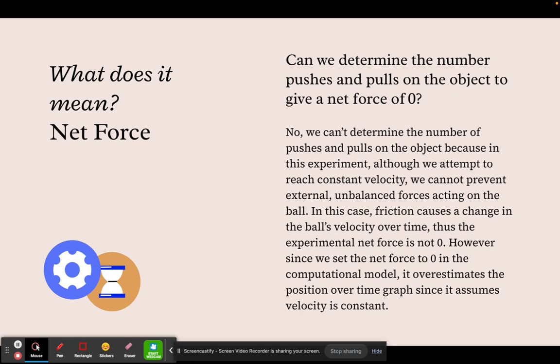Can we determine the number of pushes and pulls on the object to give a net force of 0? No, we can't determine this number because although in this experiment we attempt to maintain constant velocity, we cannot prevent external unbalanced forces acting on the ball. In this case, friction causes a change in the ball's velocity over time. Thus, the experimental net force is not zero. However, since we set the net force to zero in the computational model, it overestimates the position over time graph since it assumes velocity is constant.